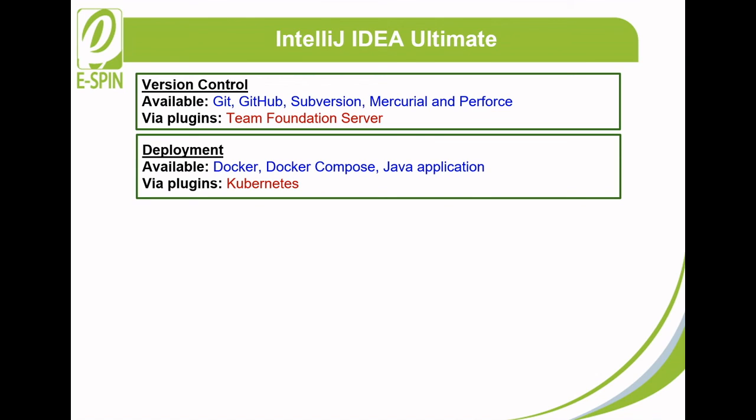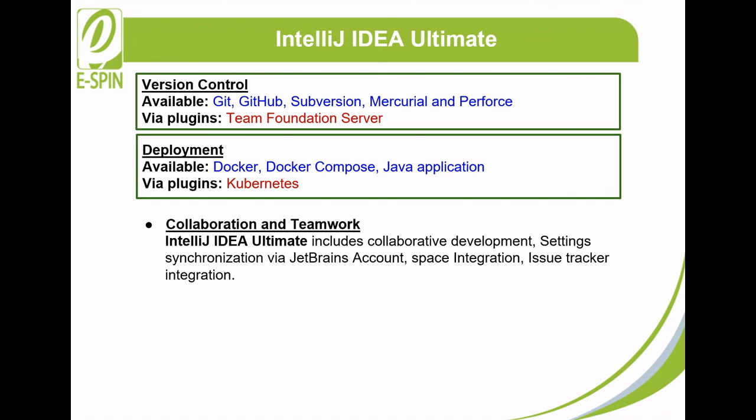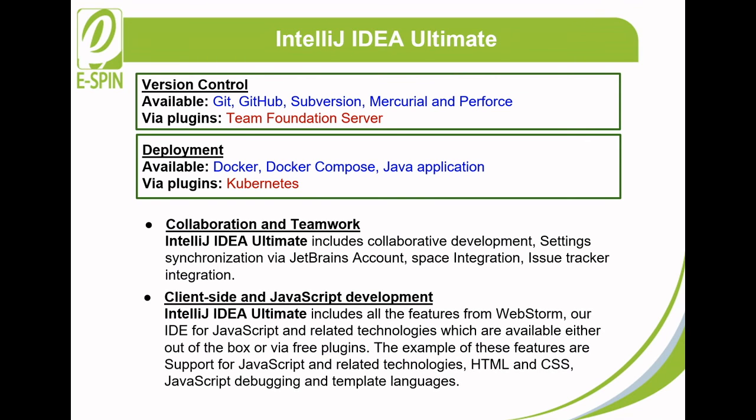For deployment, IntelliJ IDEA Ultimate supports Docker, Docker Compose, and Java applications, while deployment in Kubernetes can be done via a plugin. For collaboration and teamwork, IntelliJ IDEA Ultimate includes collaborative development, settings synchronization via JetBrains accounts, Space integration, and issue tracker integration. For client-side and JavaScript development, IntelliJ IDEA Ultimate includes all the features from WebStorm, our IDE for JavaScript and related technologies, which are available either out of the box or via free plugins. Examples of these features are support for JavaScript and related technologies, HTML and CSS, JavaScript debugging, and template languages.